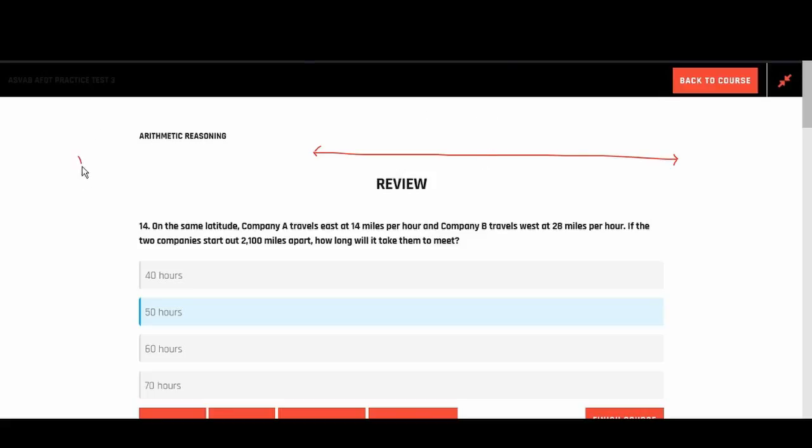So we know we're going to be dealing with the distance formula, namely distance equals rate times time. If this is company A and this is company B, they're traveling toward each other, albeit at differing rates. Company A is traveling at 14 miles per hour, whereas company B is traveling at 28 miles per hour. They're going to meet somewhere here in the middle. We're told the total distance they have to travel is 2,100 miles.